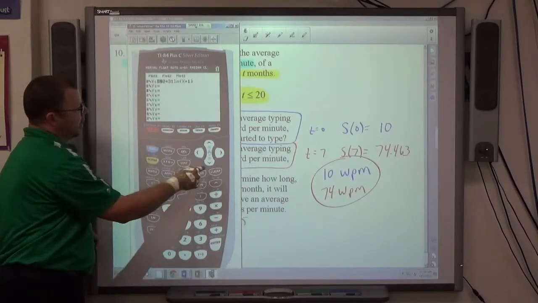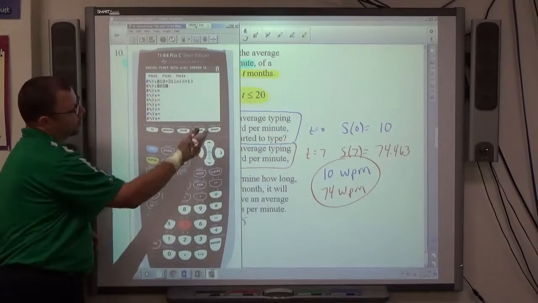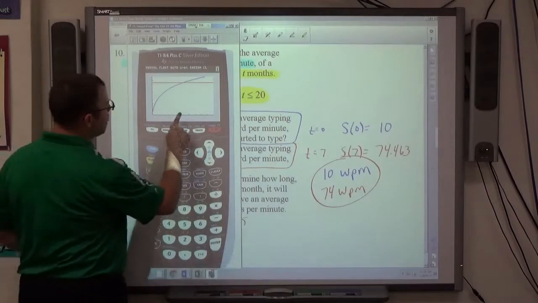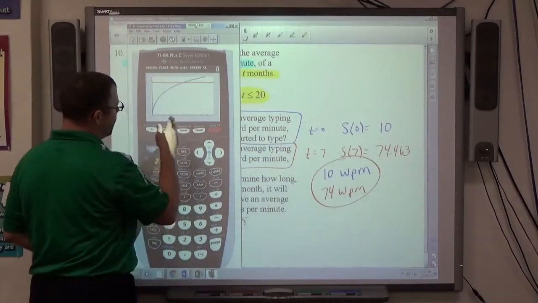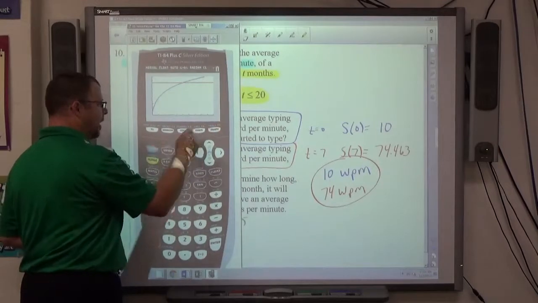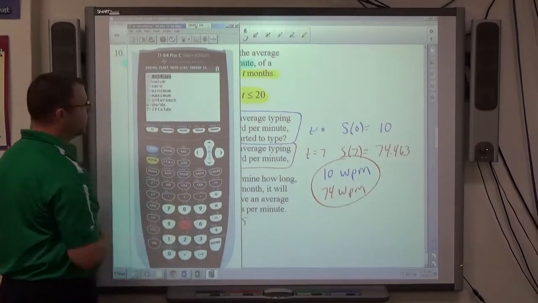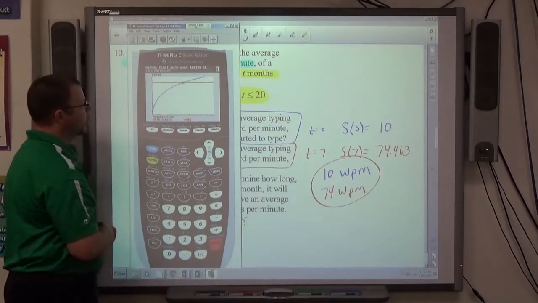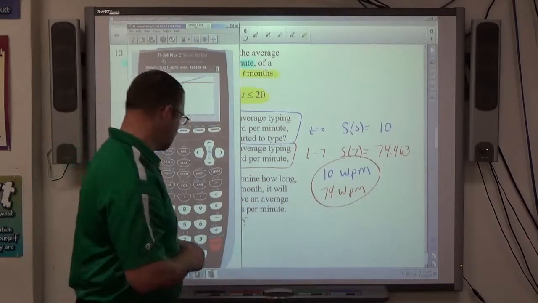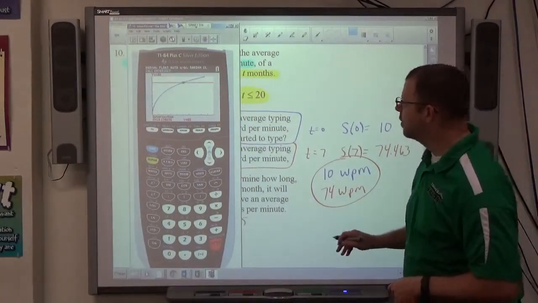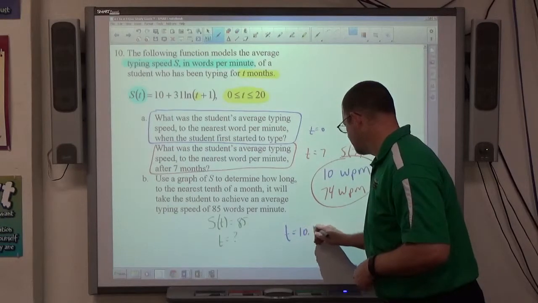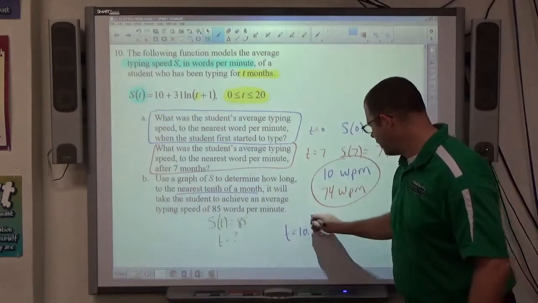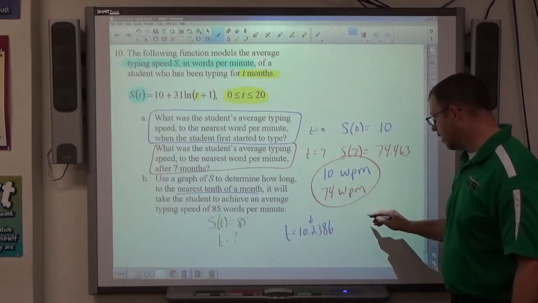So if I go y equals, and I make y2 equal 85, that's the actual number of words per minute we want. The red line represents the 85 words per minute threshold, and you can see that it happens somewhere around here. And to find the actual intersection point, we go second calc. Number 5 is intersect. We've only got 2 curves and 1 point of intersection, so enter, enter, enter. We get 10.2386 something. T equals 10.2386. It does say to the nearest tenth of a month. So round to the nearest tenth, we're going to get 10.2 months.